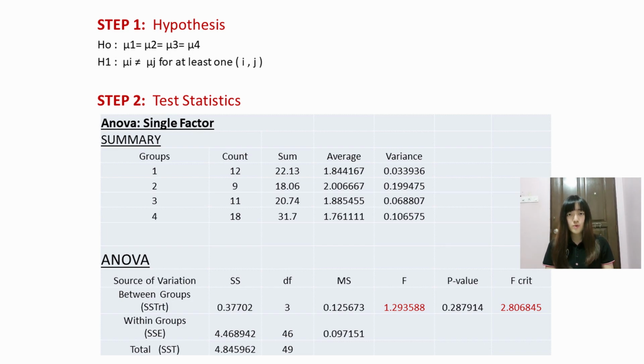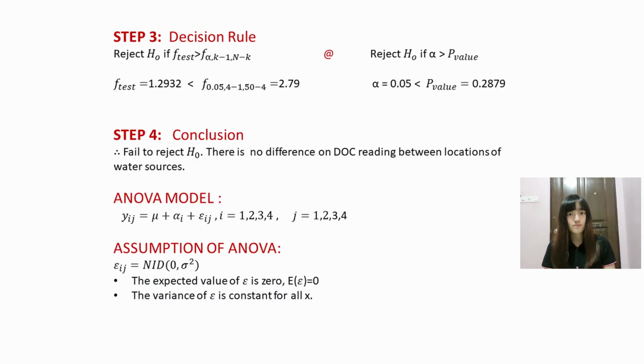For step 2, which is the test statistic, we need to calculate all the computations for ANOVA and summarize all the calculations into a tabular form called the ANOVA table. From the ANOVA table, we can do the decision rule, such as reject H0 if the F test is greater than the F distribution with K-1 and N-K degrees of freedom, or reject H0 if alpha is greater than the p-value. For the last step, which is the conclusion.